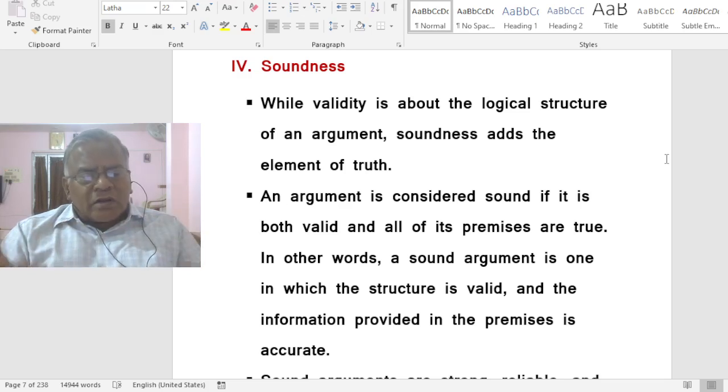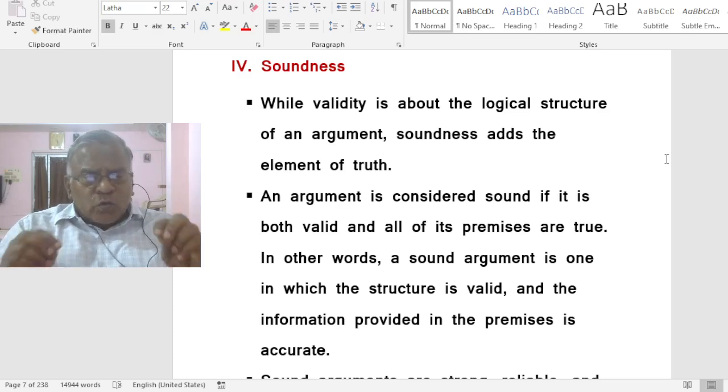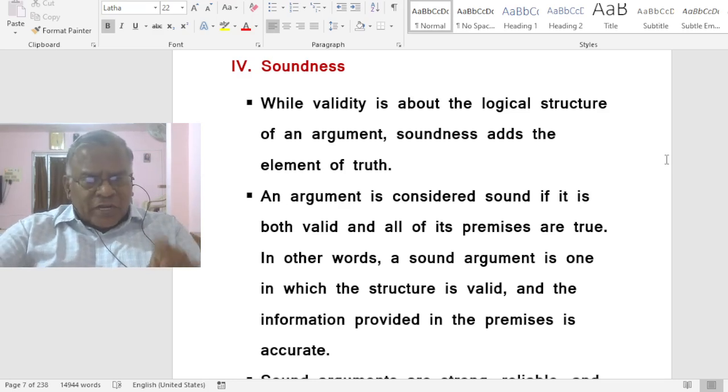Aristotle is a man. That is also true, right? True statement. Premises are true. So, what is the conclusion? Aristotle is mortal. So, the entire argument is valid and the premises are true. That is what we are talking about here, soundness.